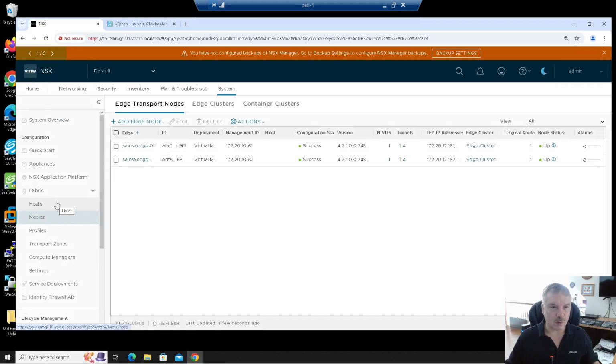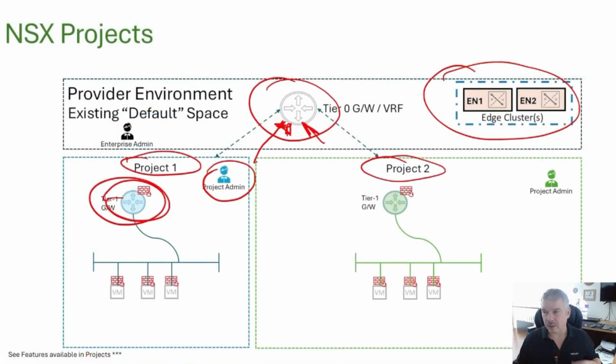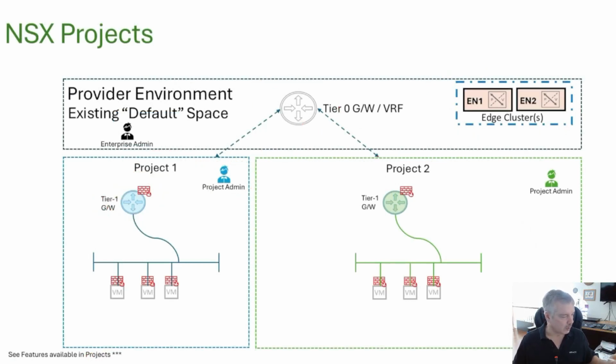Now, in my environment, this is my default space, so think of that as the provider space. I've already created my tier 0 gateway. Let me go back into my iPad here. Let's clear all this. So I'm right now in my provider space. I've got to create my tier 0 gateway, which I've already done. I'm not going to bore you with that. I've already created my edge cluster. If you don't know how to do those, you have to watch my NSX routing videos, okay?